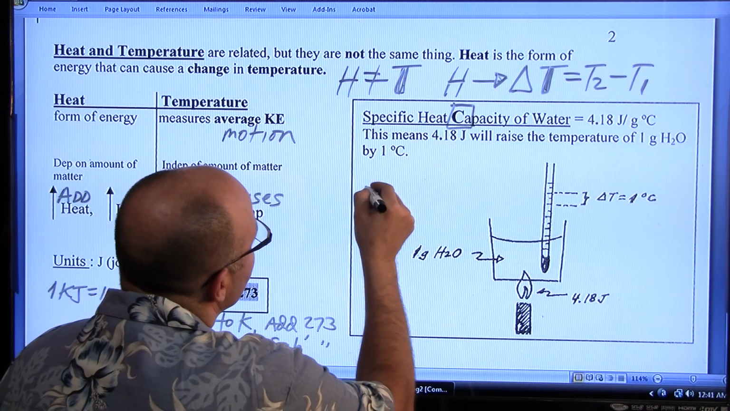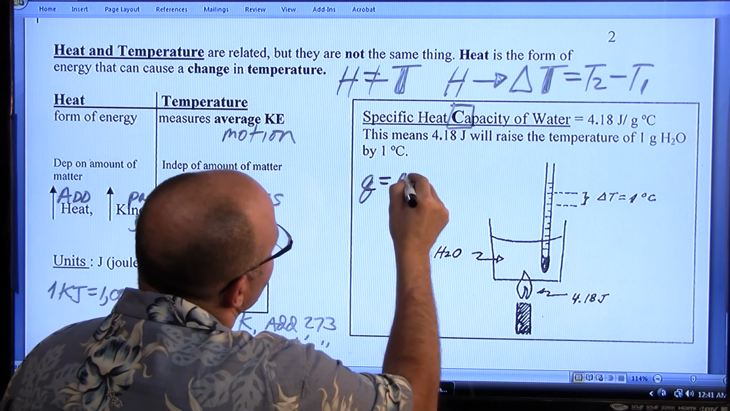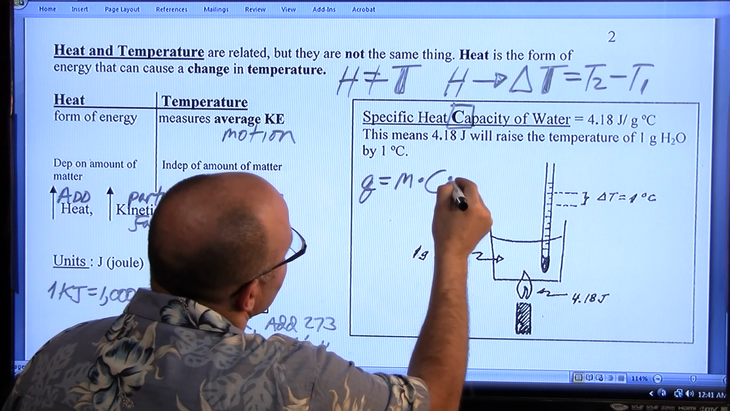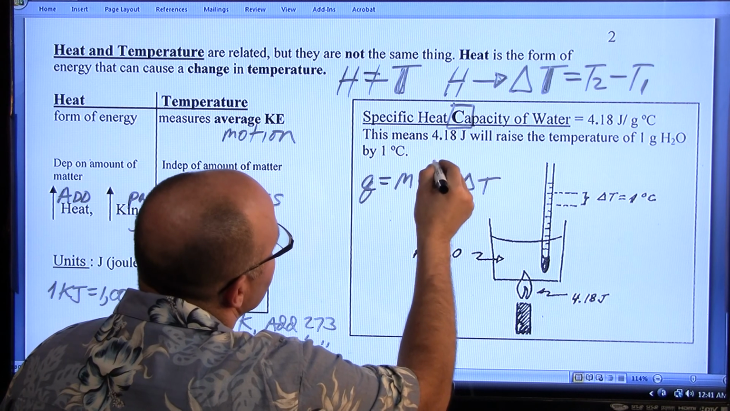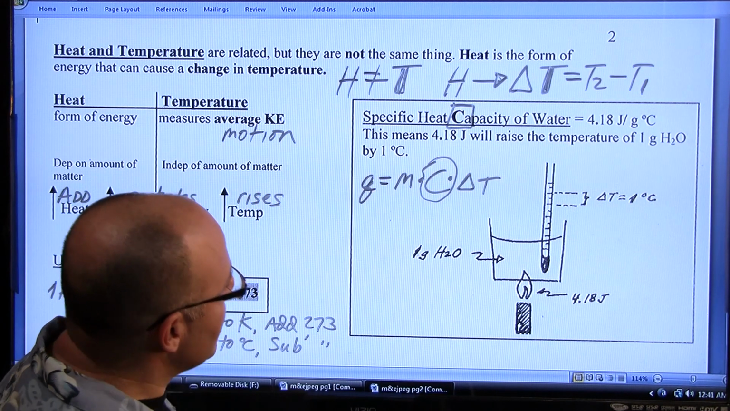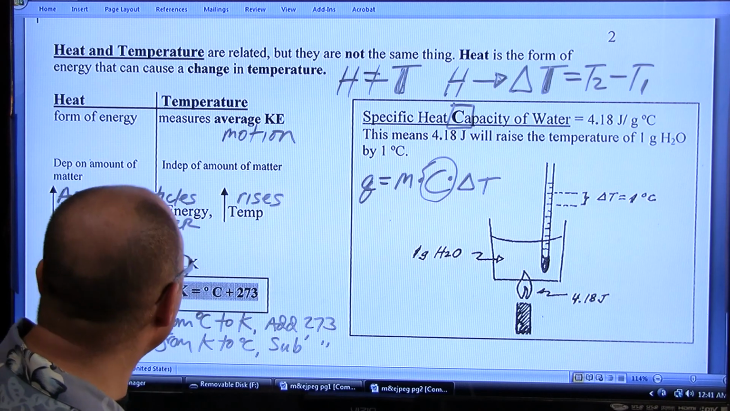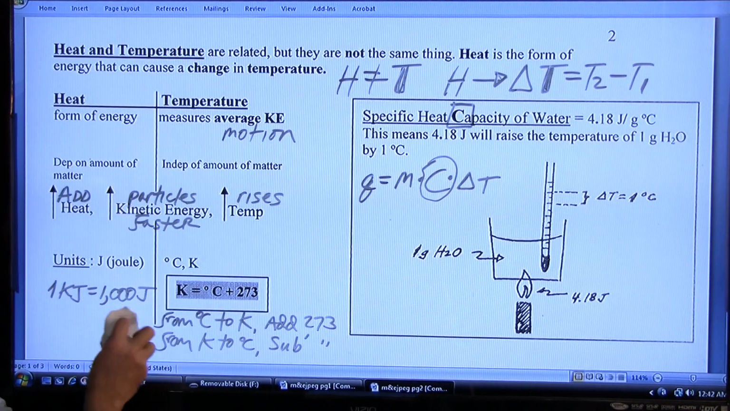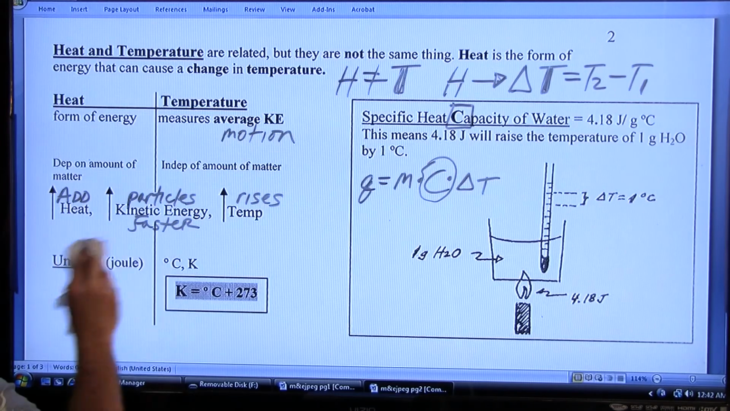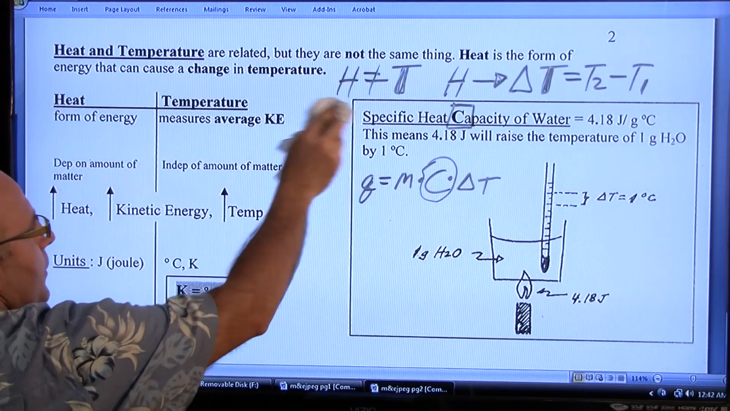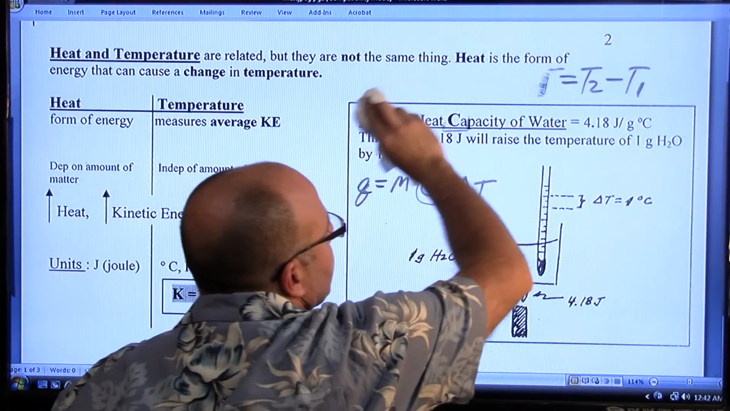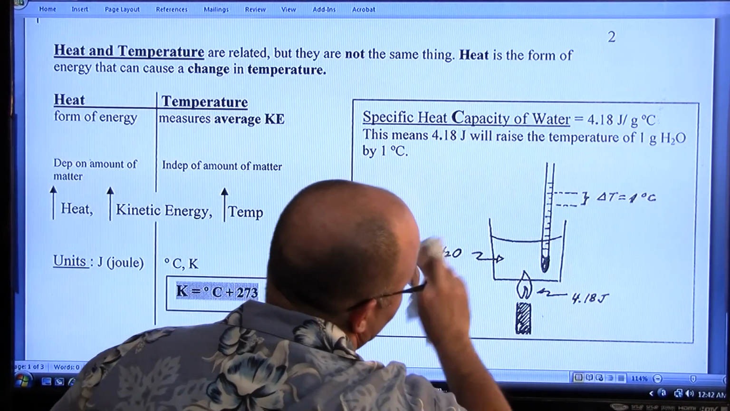You might recall Q equals M times C times delta T. The C there is the specific heat capacity. And we'll deal with this formula some more later. Let's continue talking about temperature in the lower half of this panel.